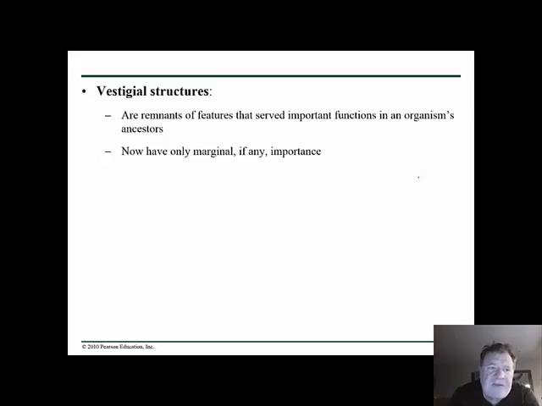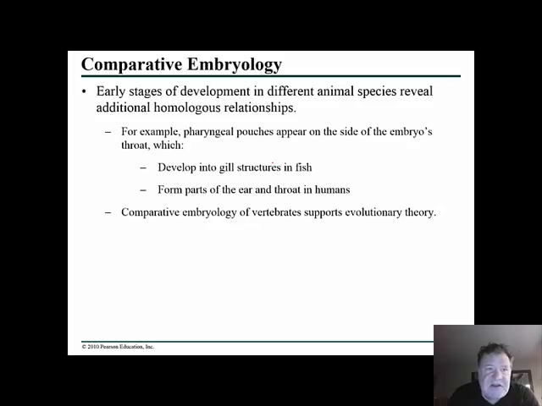Another thing that we look at are vestigial structures. These are remnants of features that have served important functions in an organism's ancestors, but now they don't have any importance. Like, again, that would be femurs or leg bones in various snakes, etc. Comparative embryology is a big one.